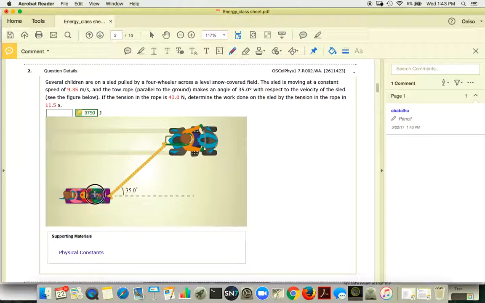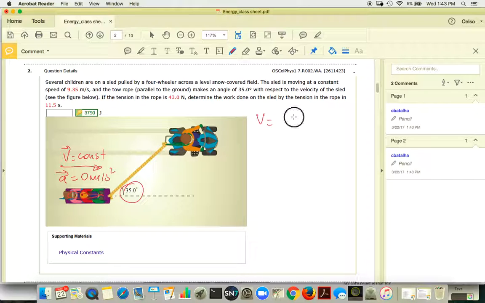We have a happy group of three children on a sled being pulled by a cord, and there is an angle of 35 degrees. This sled is moving with a constant velocity. So what does constant velocity mean? It means that acceleration is zero, which means the net force on the sled should be zero, right? That's Newton's first law. And the speed is constant, 9.35 meters per second.